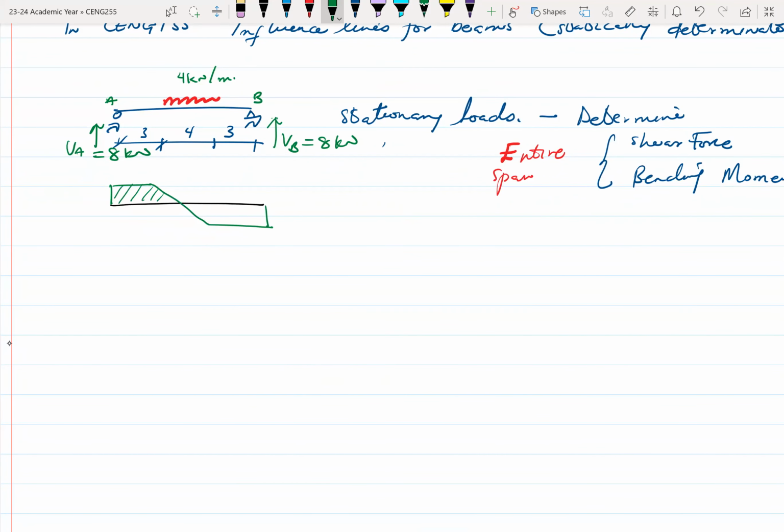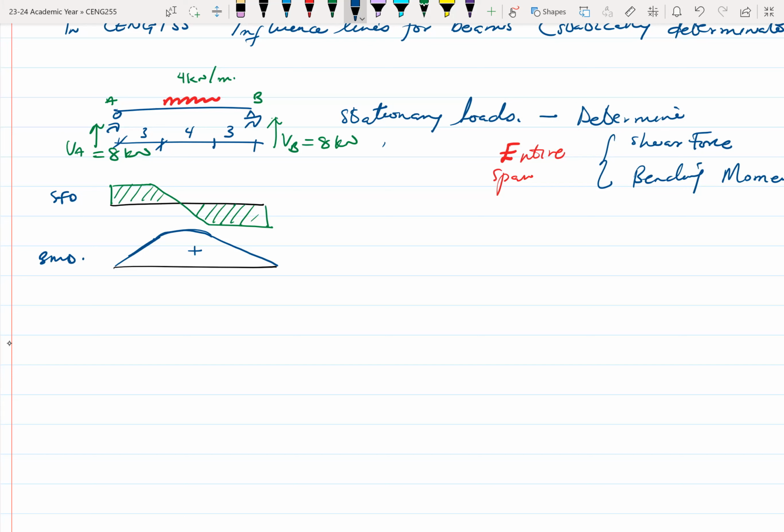So the load is fixed in space, and then we find its behavior or its effect along the entire span, in this case span AB. In the same way, you can take this information and draw the bending moment diagram. The bending moment diagram looks something like this, with a curve. So this is the shear force diagram and the bending moment diagram. These are basically what we have been looking at.